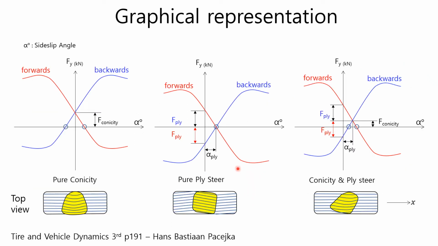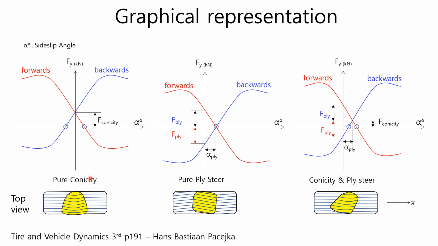The figures here came from Hans Pacejka's book, Tire and Vehicle Dynamics, 3rd edition, page 191. The figures here show the force versus side slip angle on the forward and the backward rolling for pure conicity, pure ply steer, and both of those.